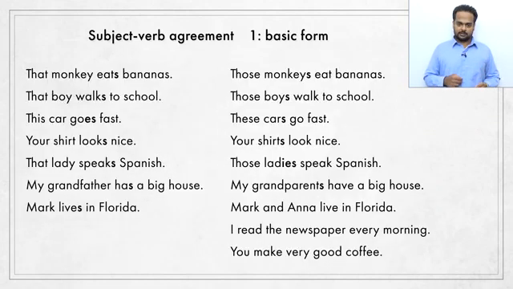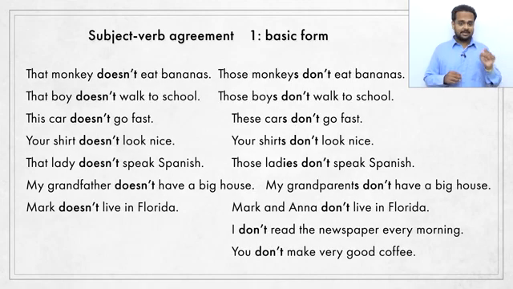Let's get back to the full sentences. I've added our two new sentences with I and you at the bottom. The basic subject-verb agreement rule, singular verb for singular subject and plural verb for plural subject, also applies to negative forms. We say, that monkey does not eat bananas or doesn't eat bananas. Those monkeys do not or don't eat bananas. It's important to note that we say does not and then eat. We don't say does not eats because the S is already added to the helping verb do. So there's no need to add it again to the main verb eat.